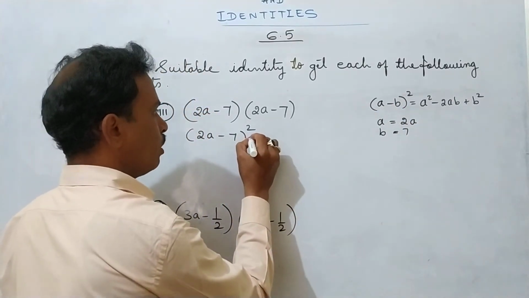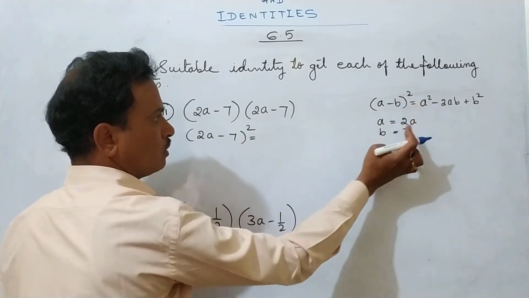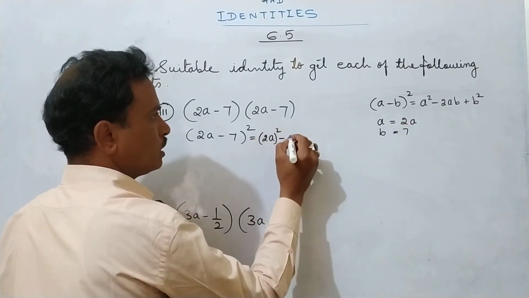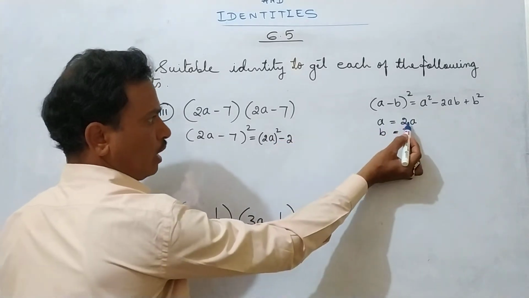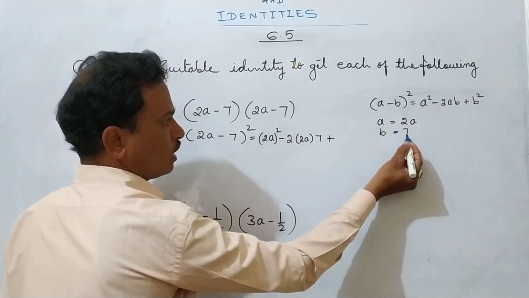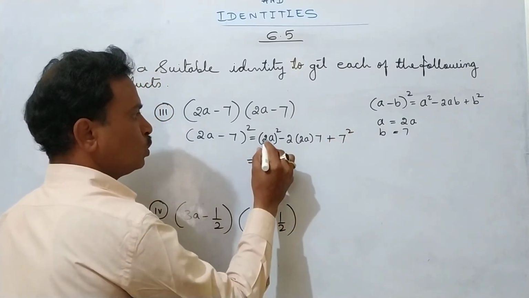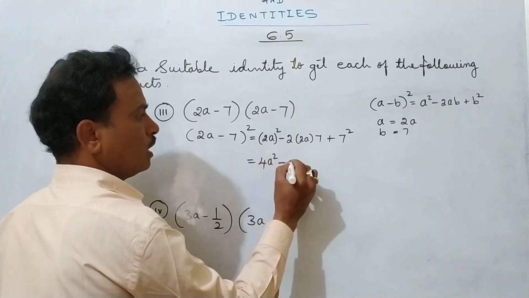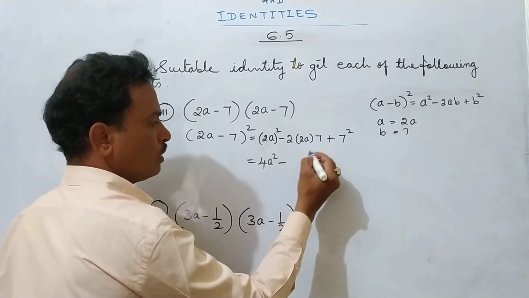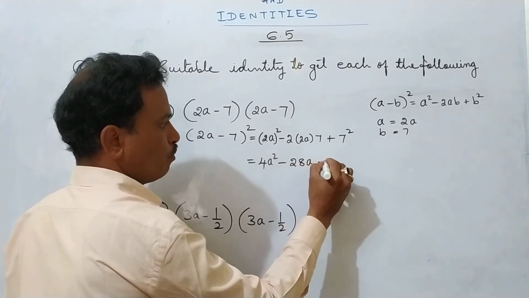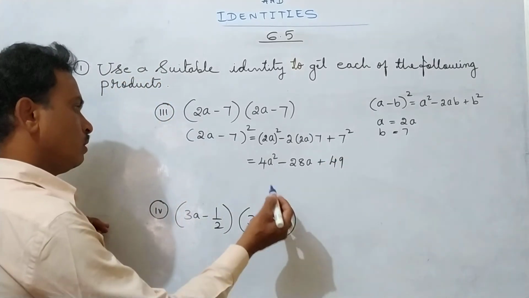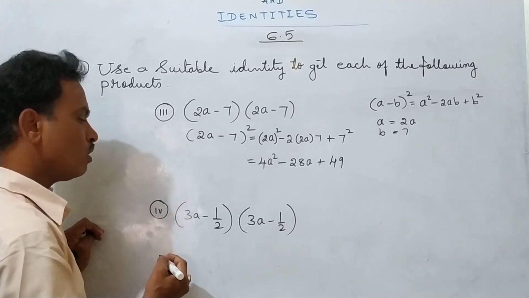So this one we should expand now. First term a square, where a is 2a: 2a whole square, minus 2 into a into b, a is 2a, b is 7, then plus b square, that means 7 square. 2a whole square becomes 4a square, then minus 2 2s are 4, 4 7s are 28a, plus 7 square, 7 7s are 49. Okay.